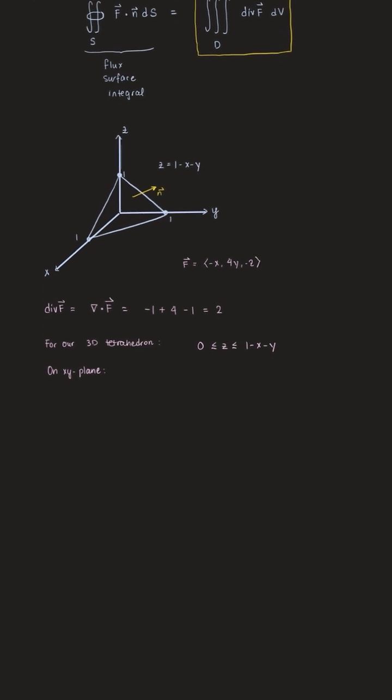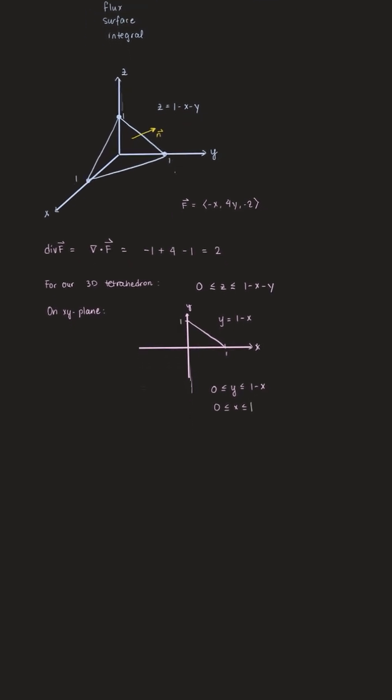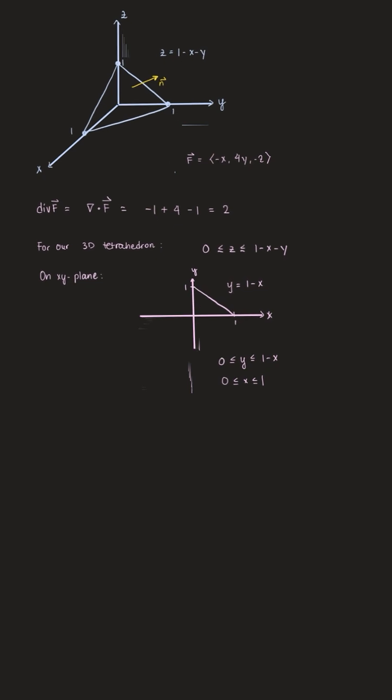xy plane. When we look at the xy plane, we have a line that goes from y equals 1 to x equals 1. This has a slope of negative 1 and an equation of y equals 1 minus x, since the y-intercept is also 1. So for our 2D region, y simple, y will go from 0 to 1 minus x, and then x will be from 0 to 1. And now we have the limits of integration for our triple integral.